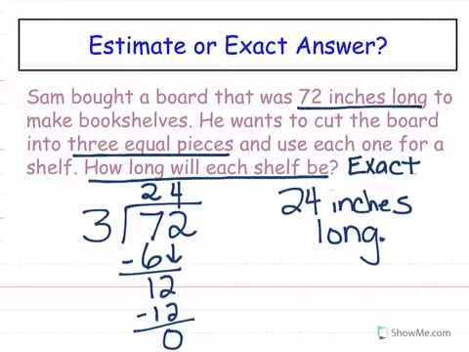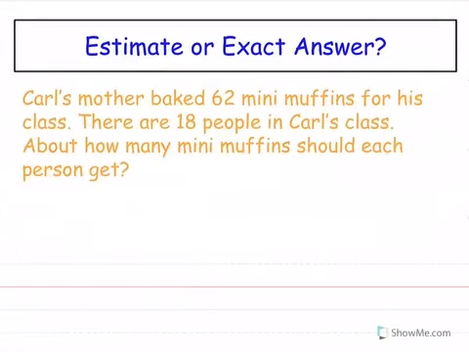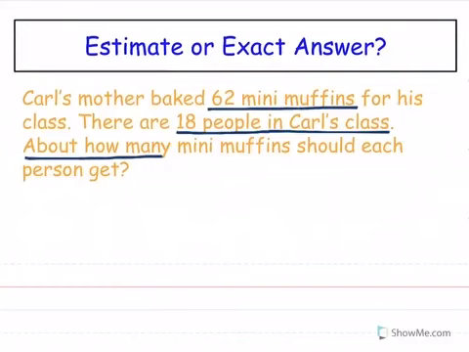Let's look at another example. Carl's mother baked 62 mini muffins for his class. There are 18 people in Carl's class. About how many mini muffins should each person get? I know that I need to find an estimate because it uses the word about how many. That tells me to estimate.